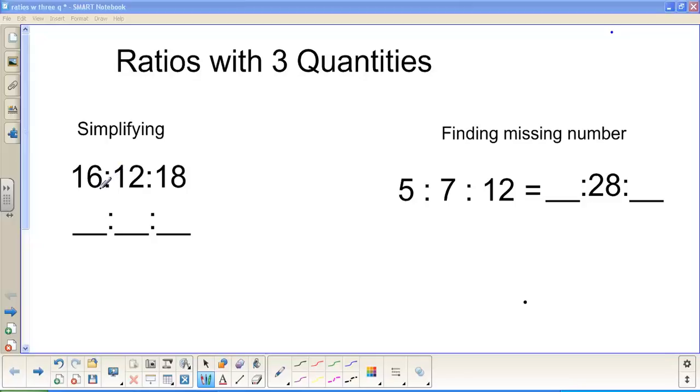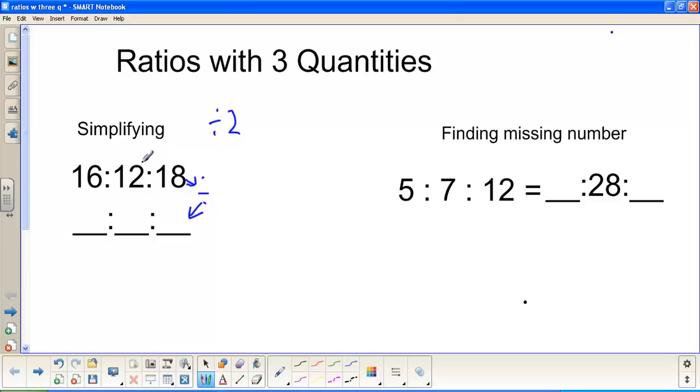So the most important thing to try to do is to find the greatest common factor between 16, 12, and 18. Now you can look at all these numbers and realize that they're all even, so you could divide by 2 because we're dividing to get the simplest form. When we go to here and then down to here, we could divide by 2, but it's not the greatest common factor.